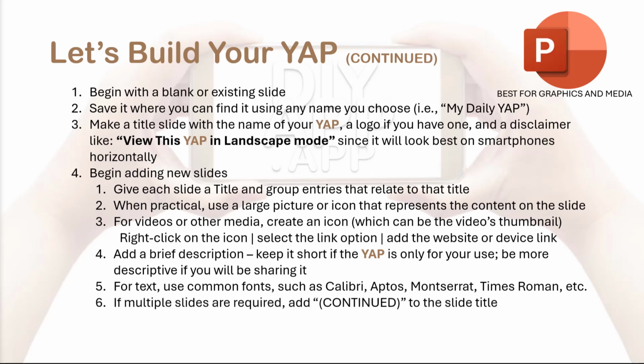For multiple slides, if they're required, then put continued on the slide title. So slide number 1, look at the top of this slide, for instance. We're going through how to build your YAPP, and so the user knows this is a continuation of a previous slide. Save each slide, each individual slide, in PDF format.